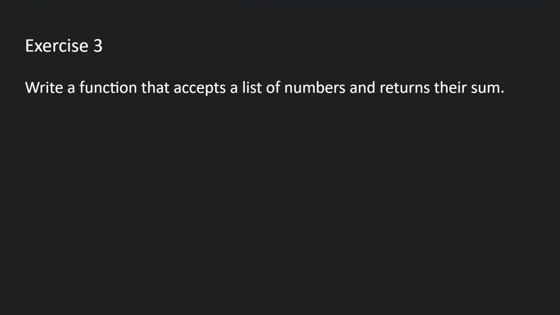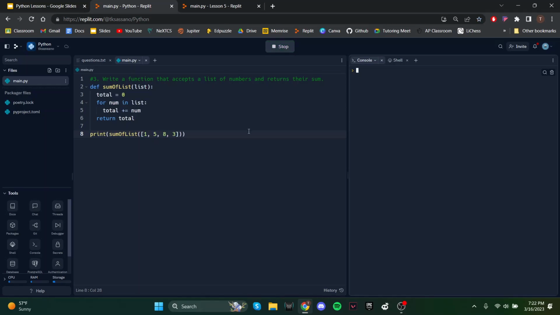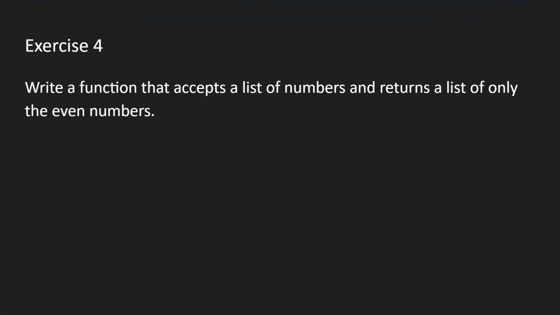Write a function that accepts a list of numbers and returns their sum. So I'll just call this function sum of list, and that'll just take in one parameter. And we'll loop through this list, so for num in list, and we need a total to keep track of the sum. We'll add that num to the total, and then after the for loop, we'll just return the total. So if we print sum of list on a list, we get 17.